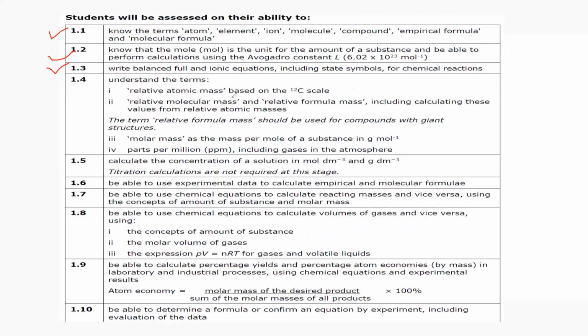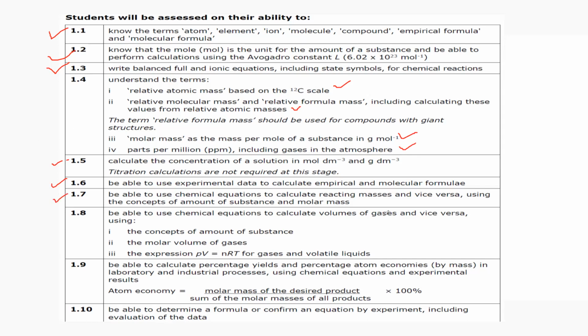Then understand the terms relative atomic mass, the definition, and relative molecular mass. Molar mass means mass of 1 mole, and parts per million is a concentration. Calculate the concentration in mole per dm cube and gram per dm cube. Be able to use experimental data to calculate empirical and molecular formula, that's done. Be able to use chemical equations to calculate reacting masses, which is related to moles by using the ratio from the equation.